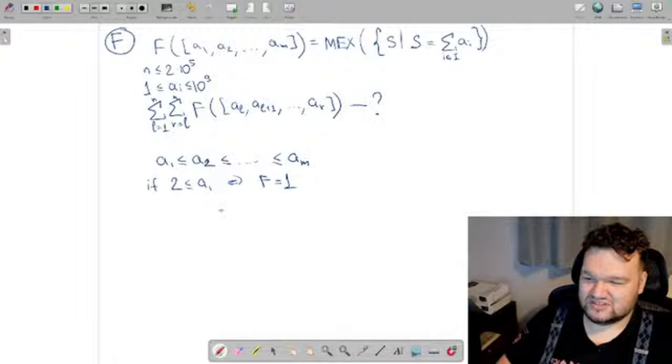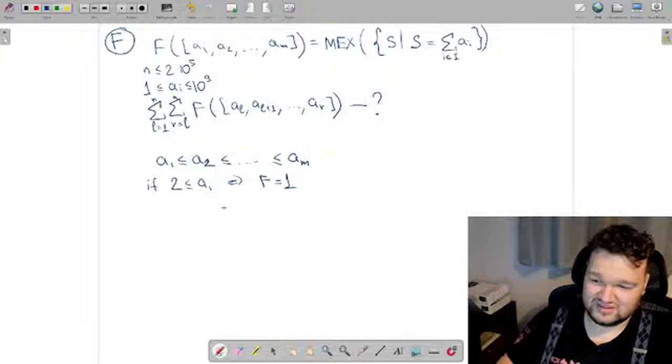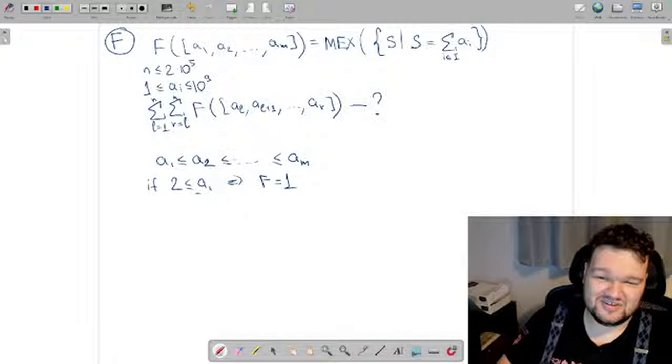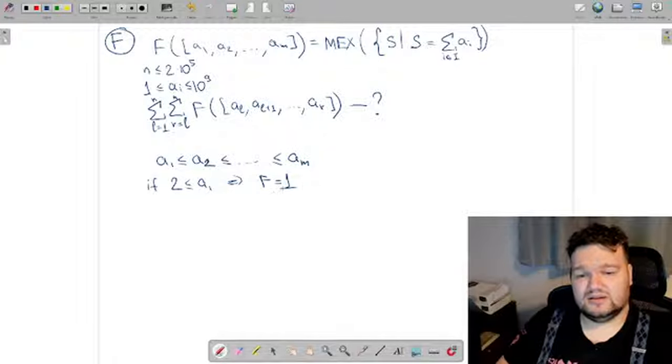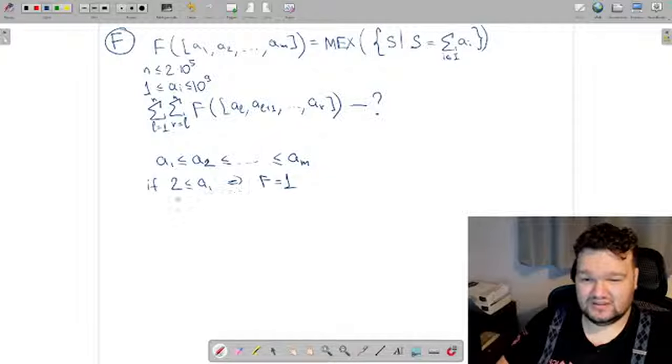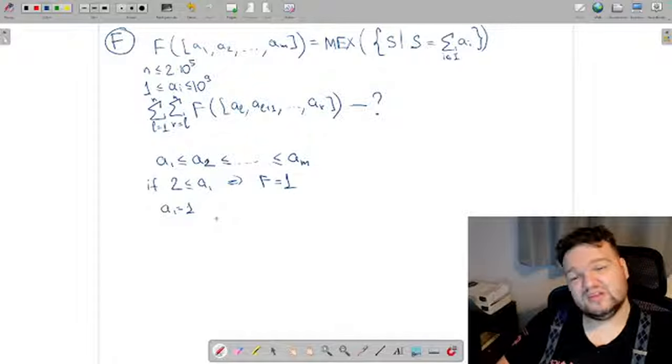And a bitset of size around a billion is already way too much. Okay, so now we consider that a1 is 1. Then 0 and 1 are representable.